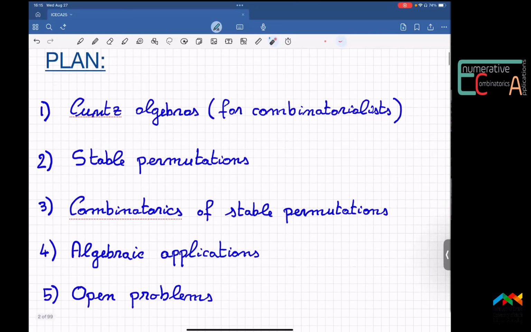So I will start with an introduction to Cuntz algebras for combinatorialists. Then I'll talk about stable permutations. And then I'll talk about combinatorics of stable permutations. And then I'll mention some algebraic applications of these combinatorial results. And then if I have time, I'll talk about some open problems.